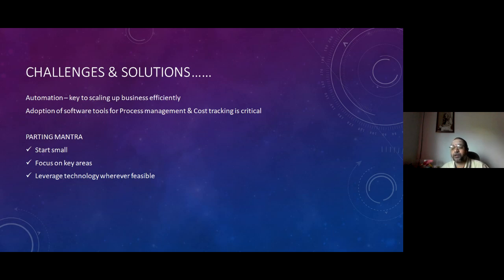Software tools, today you have a number of open source softwares. There are good softwares for process management, for cost tracking, right? So startups definitely, as I told, it is an investment. And the parting mantra is, as I told, start small, focus on key areas, and leverage on technology wherever it is feasible. So with this, I would like to end my presentation. Again, grateful to the MSME chairman, Chittaranjan sir, Sumitra ma'am and team for giving me the opportunity to make this presentation.